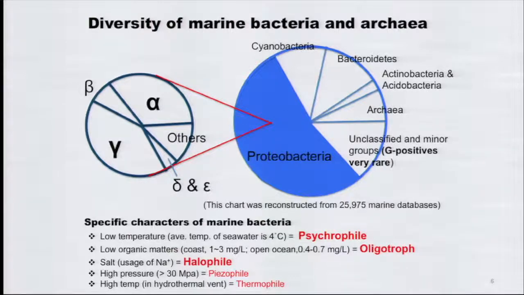So this is the diversity of marine bacteria and archaea. If you survey the database, half of the bacteria, half of the prokaryotes are proteobacteria. Among the proteobacteria, the alpha proteobacteria and the gamma are the major ones in marine environment. In open sea, alpha is major, and in the coastal area, we have gamma as a major group. And then the gram-positive bacteria are very rare in marine environment. In physiological characters, the marine bacteria are psychrophilic, oligotrophic, and halophilic. And sometimes we have piezophilic and thermophilic bacteria, which are living in the deep sea ocean.